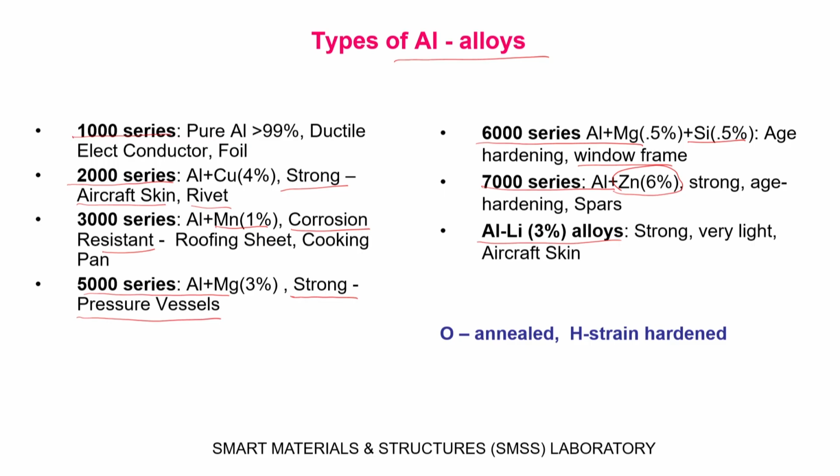Now, in addition to these 1000, 2000, 3000 series, you will also see another subscript called O or H in aluminum. O means it is annealed and H means it is strain hardened. So, let us say that I have to choose a particular variety of aluminum for automobiles. Okay? We know that a light automobile is something that we always look for. So, how do we choose it?